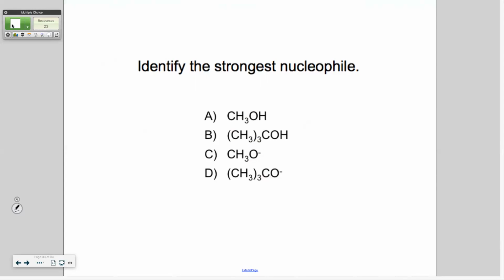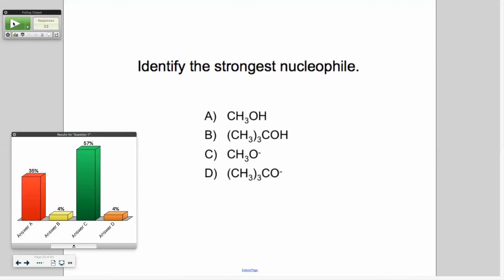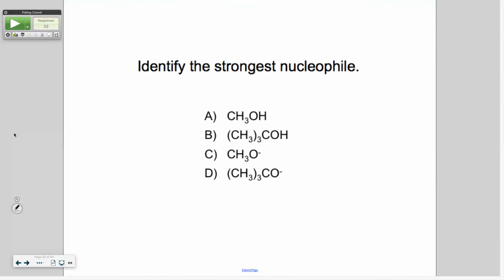All right, there's 23. How'd you do? Wow, we got every answer. Okay, so first of all, what did we talk about on the very first slide? What makes a nucleophile better? A stronger nucleophile, if it has a what? Negative charge. Okay, so that cuts out this one and this one because these two are negative. Do you see that this is the negative of that one and this is the negative of that one? Okay.